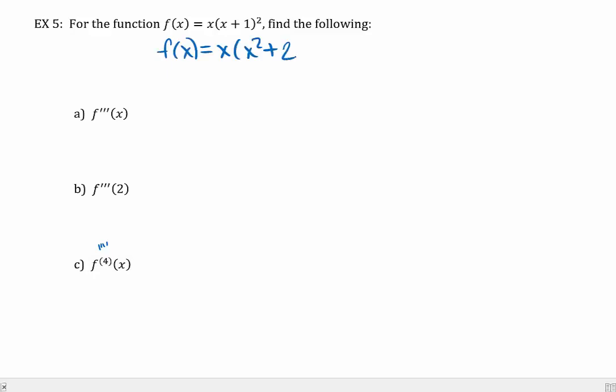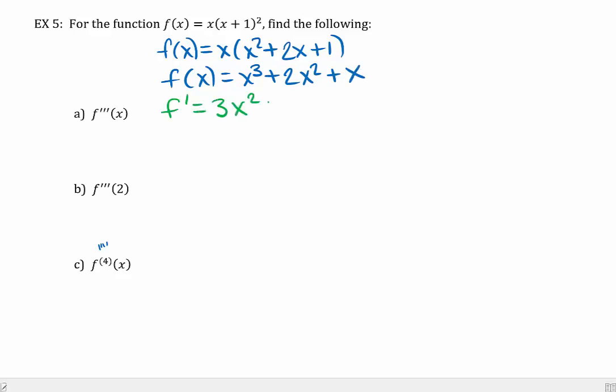X plus 1 squared is x squared plus 2x plus 1. And if I distribute the x, I get x cubed plus 2x squared plus 1x. So my first derivative would be 3x squared plus 4x plus 1. My second derivative is 6x plus 4. So then my third derivative is just 6.